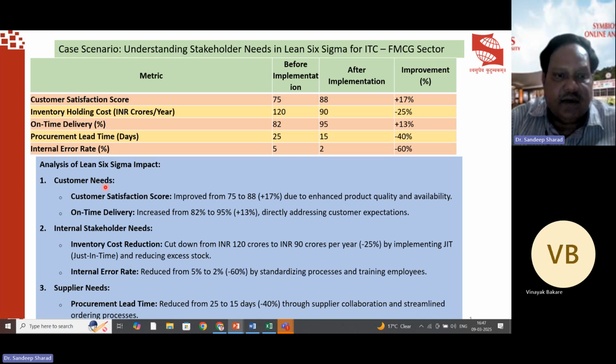Analysis of the Lean Six Sigma impact. Customer satisfaction score improved from 75 to 88% due to the enhanced product quality and availability. On time delivery increased from 82% to 95%, directly addressing the customer expectations. Internal stakeholder needs: inventory cost was cut down from INR 120 crores to INR 90 crores per year by implementing JIT and reducing the excess stock. Internal error rate reduced from 5% to 2% by standardizing the processes and training employees. Supplier needs: procurement lead time reduced from 25 to 15 days through supplier collaboration and streamlined ordering processes.